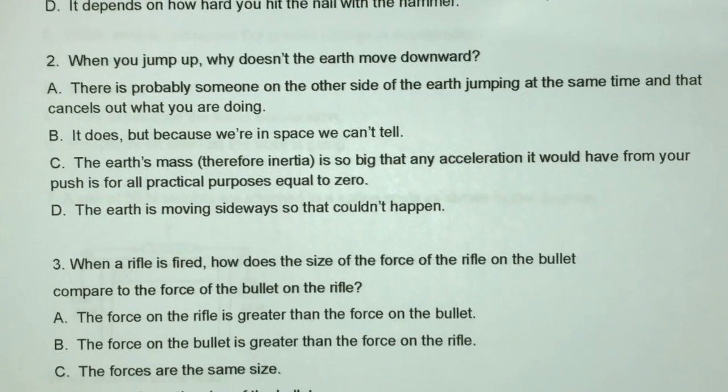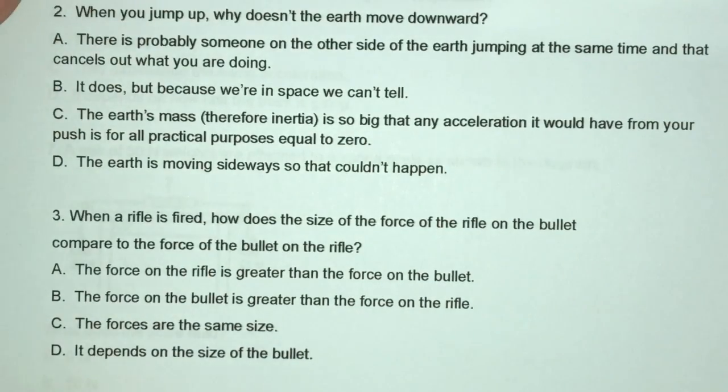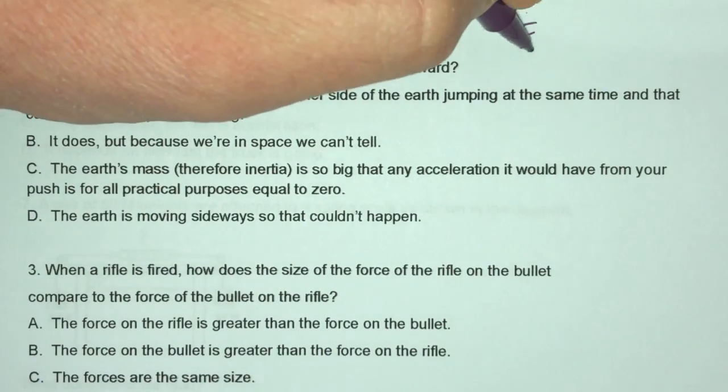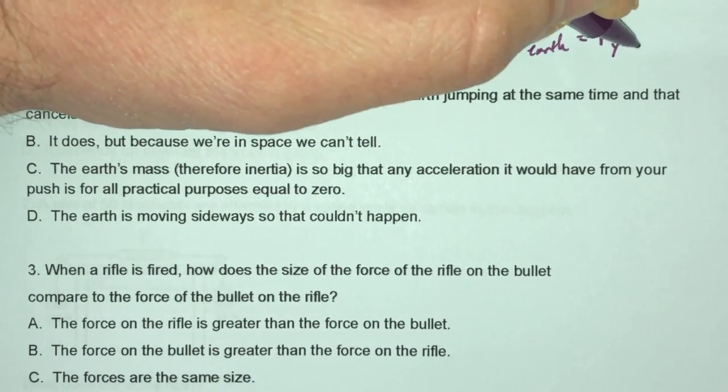All right, number 2. When you jump up, why doesn't the earth move downward? So what this is saying is that when you jump, you push down against the ground. And so you push on earth, earth push on you. Earth push on you means you go up. But why doesn't the earth move downward? And again, this has to do with cause and effect. The amount of force on the earth is equal to the amount of force on you.